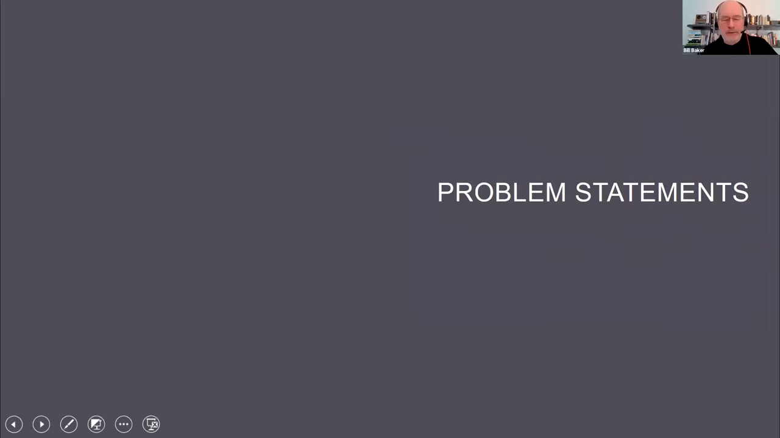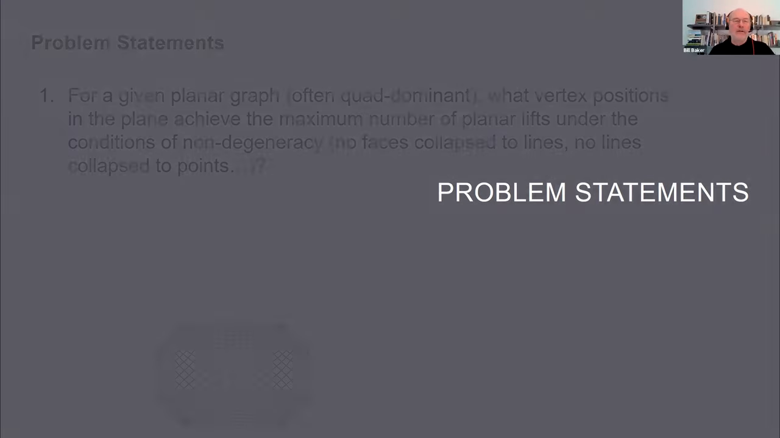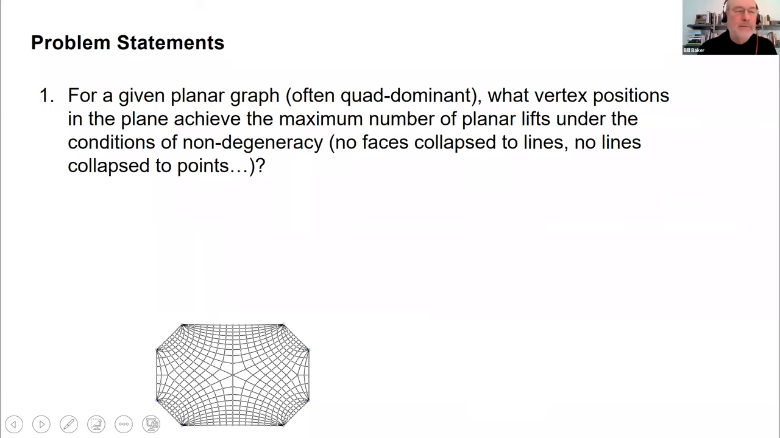I'm going to start out with the problem statements, and then I'll restate them at the end of the presentation, but I want to throw this out here at the beginning, just so you can be thinking about it while I talk about the rest of the things. So here's a problem statement.